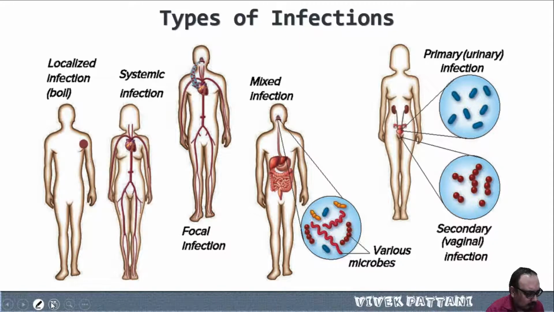Now please have a look at the diagram. Some photograph diagrams have been given for the types of infection: localized infection, systemic infection as it spreads throughout the body, focal infection, mixed infection, primary infection and secondary infection also. Examples are given here.